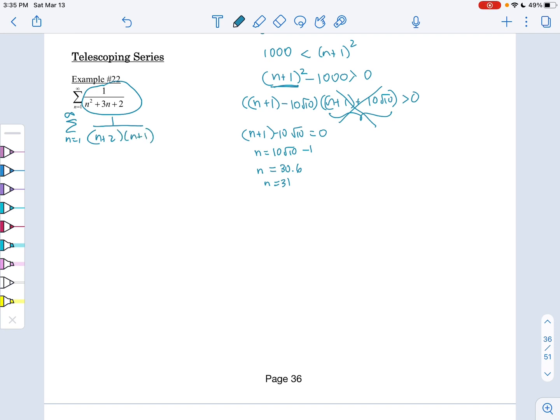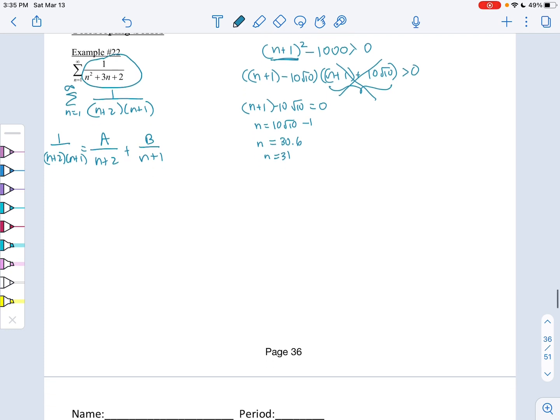Now, in order to see the telescoping aspect of this series and what it means to be telescoping, what we're going to do is apply partial fraction decomposition to split this fraction, that right now is a single fraction, into two fractions. So A over n plus 2 plus B over n plus 1. Now we're going to say that this is supposed to be equal to 1 over n plus 2, n plus 1.